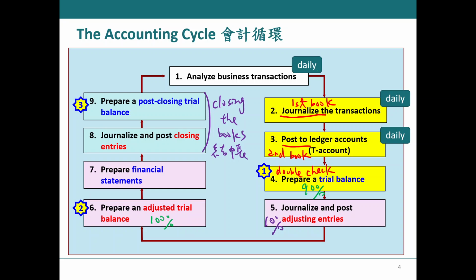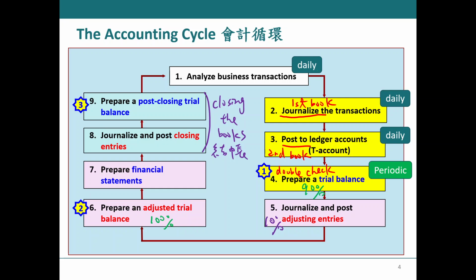So we do it on the last day of each period, right? We double check periodically, meaning each period, like the last day of each month, the last day of each quarter, the last day of each year, okay? So when we use adjusting entries to record the 10% of transactions, that's on the last day, right?